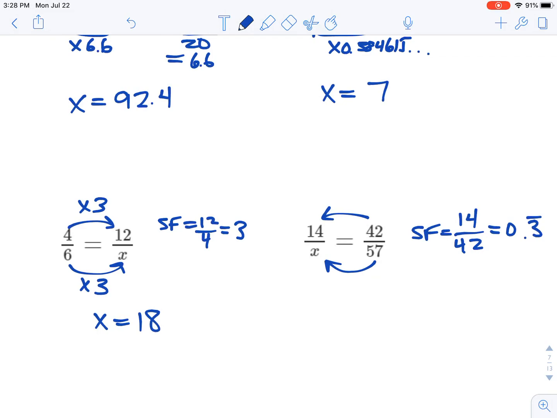Then just hit the times button. So times 0.3... this way, same direction. Leave that decimal on your calculator, then just hit times 57, and we'll get our answer. X equals 19. That's how we solve proportions.